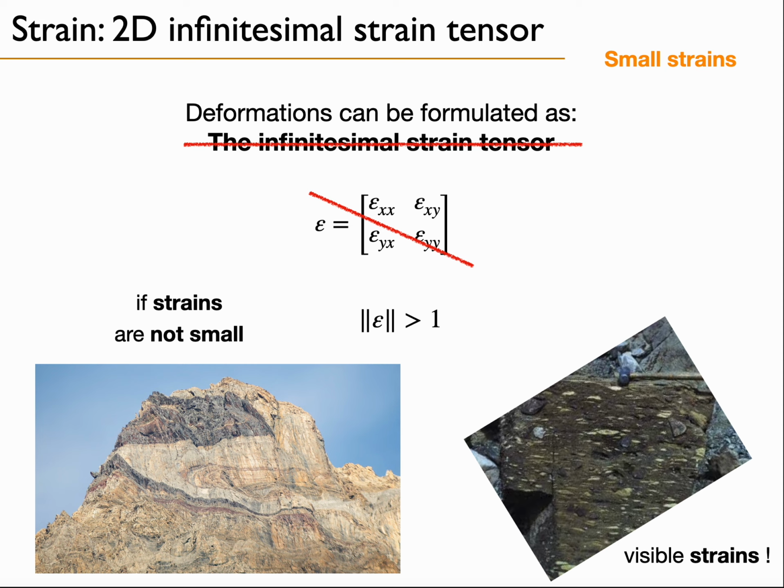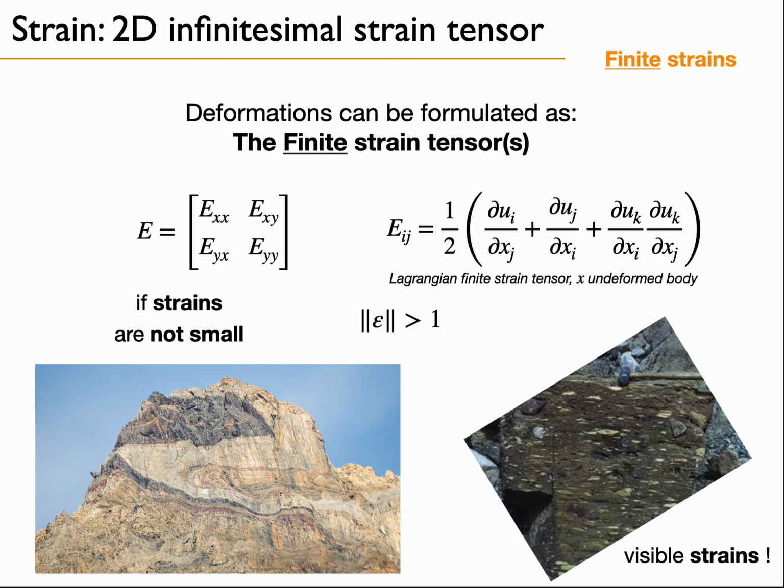When you move to structural geology, you have visible strains in the rocks, and to describe these patterns of deformation, one cannot anymore use the infinitesimal strain tensor, and one rather needs to use finite strain tensors. Finite strain tensors are one additional level of complexity. Here I show you just one example in 2D of a Lagrangian finite strain tensor.